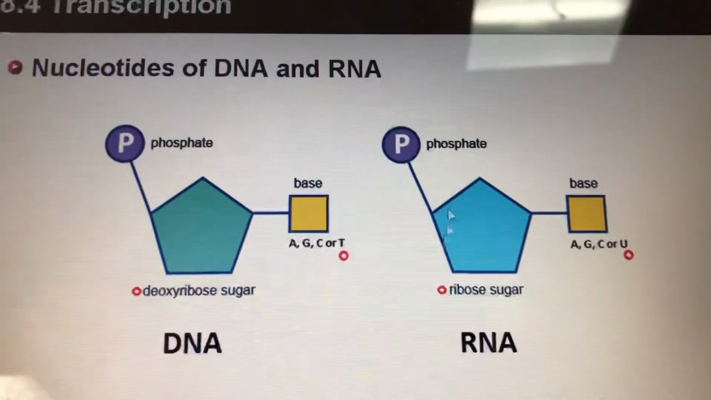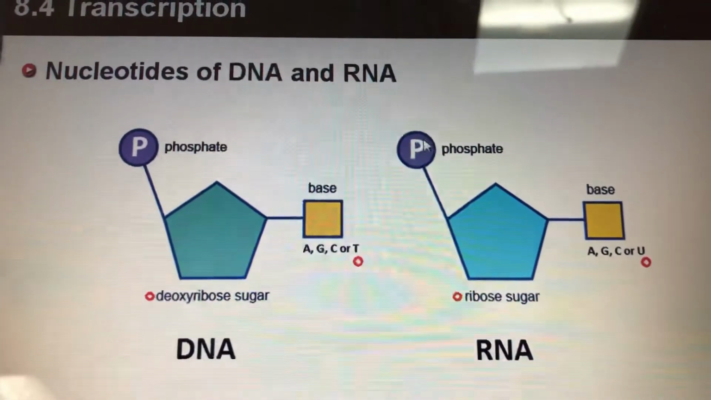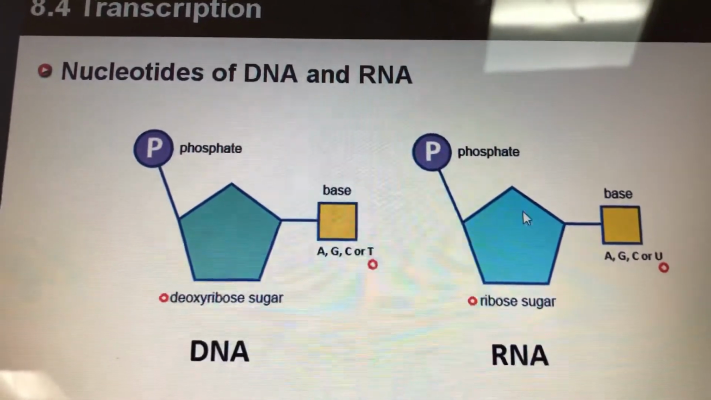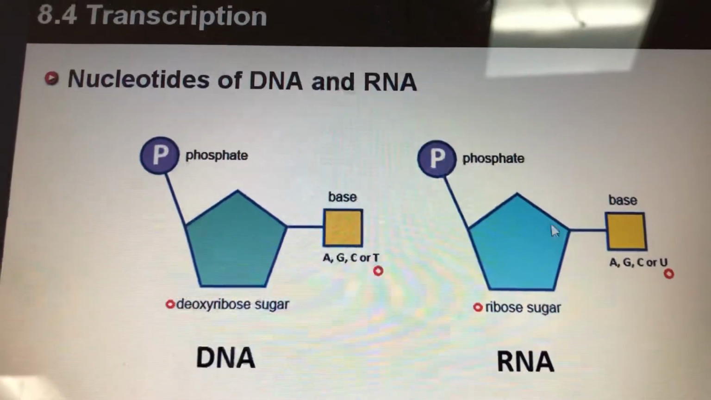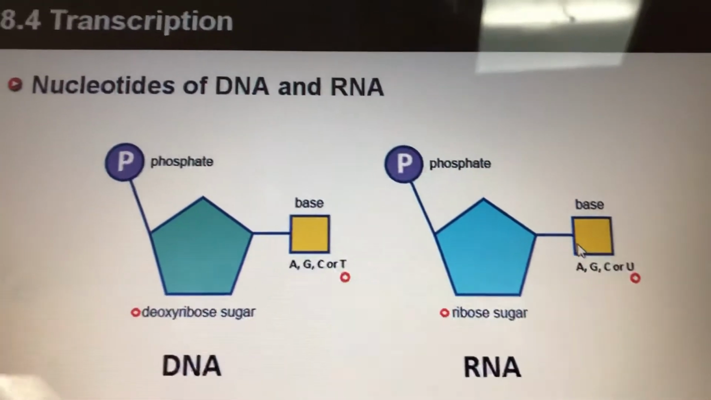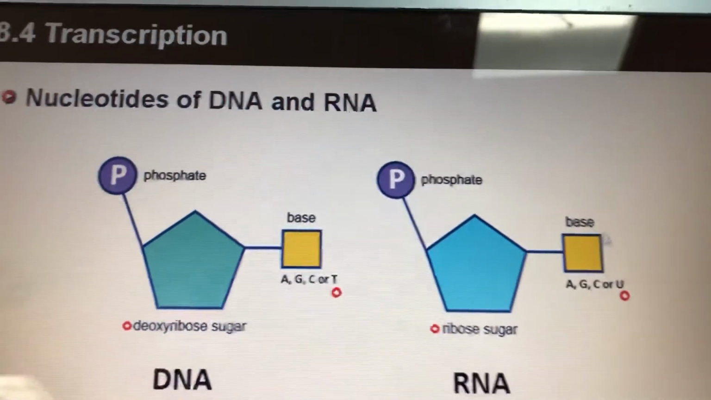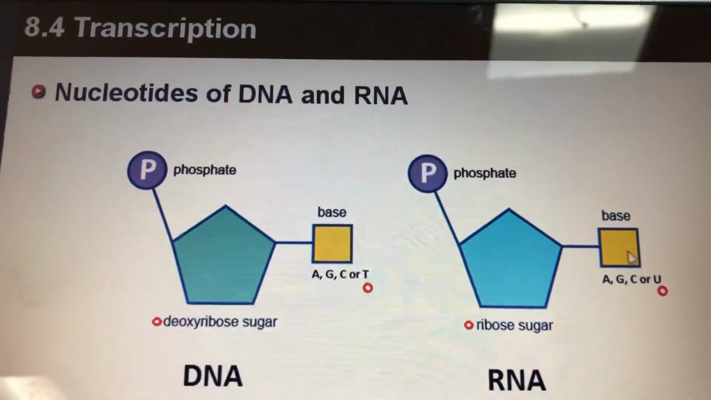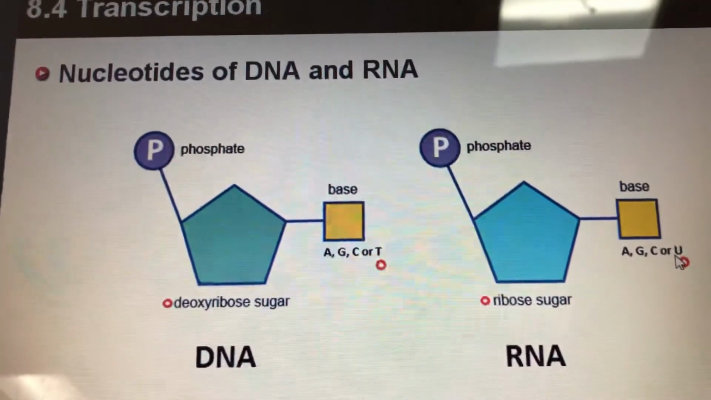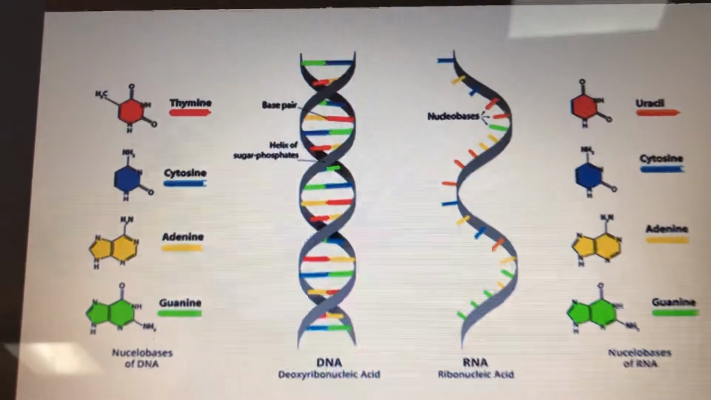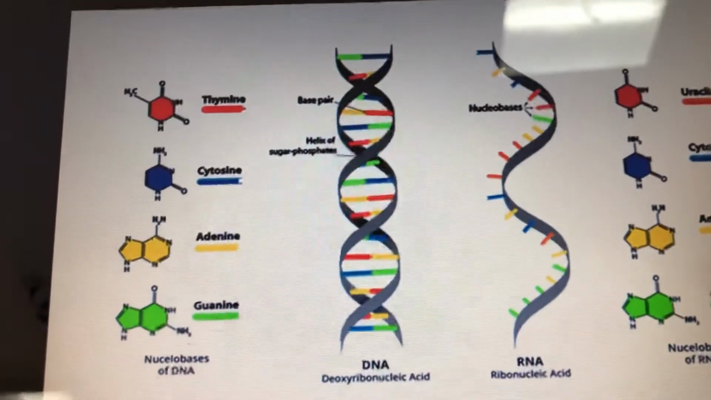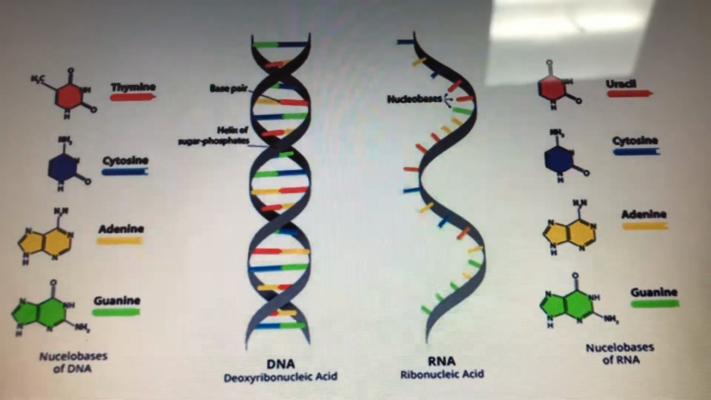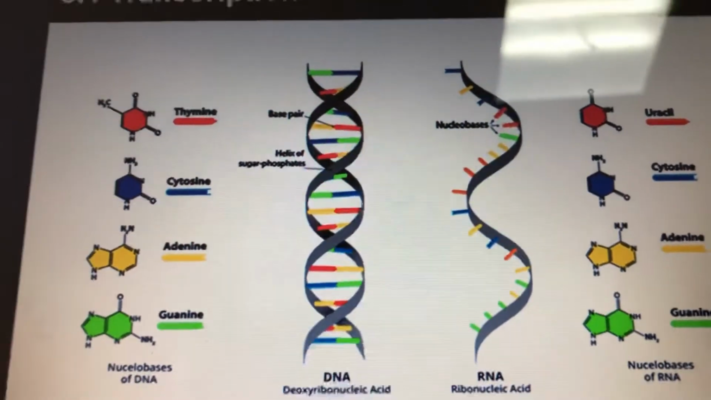While in the RNA, the phosphate group is also there, and ribose, not deoxyribose, ribose sugar, plus the base, but the bases here are different: instead of thymine, we have uracil in the RNA. Now, as you see here, the DNA is double-stranded, while the RNA is a single-stranded molecule. And here are the bases in each one.